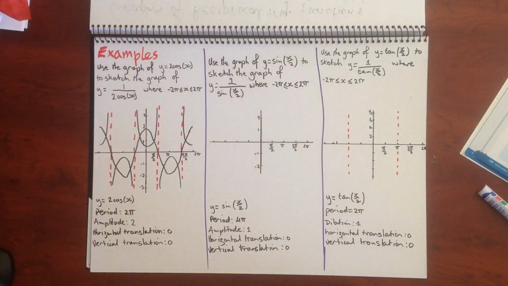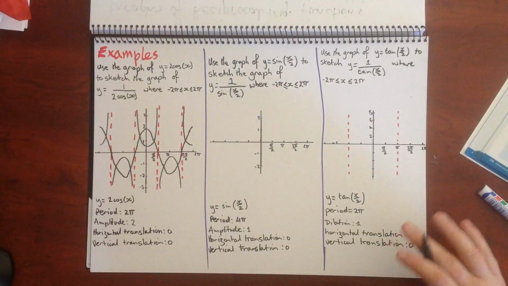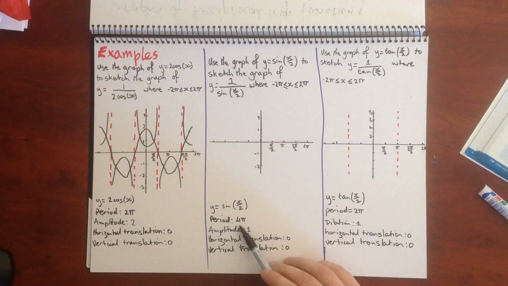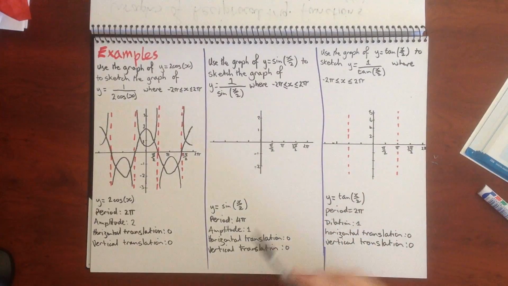Okay, use the graph of y equals sine of x on 2 to sketch the graph of 1 over sine of x on 2. Again, we're from negative 2 pi to 2 pi for our graph. Okay, so we need to just work out this one. So you can see here we've got our period, it's actually 4 pi, okay, because there's x on 2. Okay, our amplitude is 1 and we've got no vertical or horizontal translations at all.